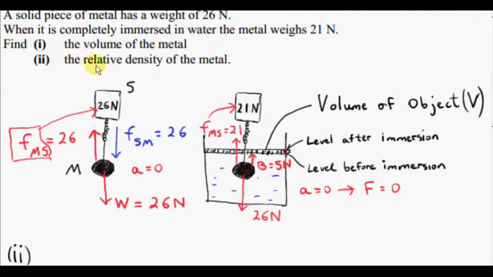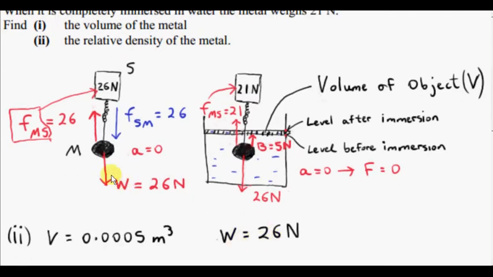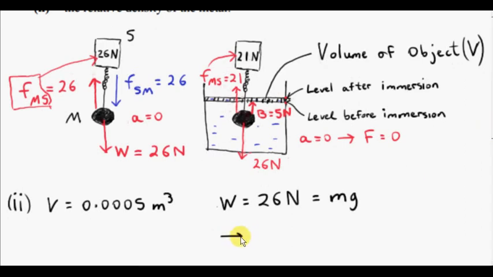In part 2, we want the relative density of the metal. So we will start by getting the density of the metal. We know that the weight of the metal is 26 newtons. That's equal to the mass of the metal times g. So let's get the mass of the metal. The mass is 26 newtons divided by g, which is 9.81. To 2 decimal places, we get 2.65 kilograms.